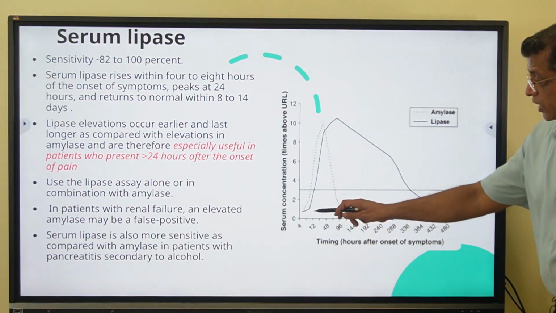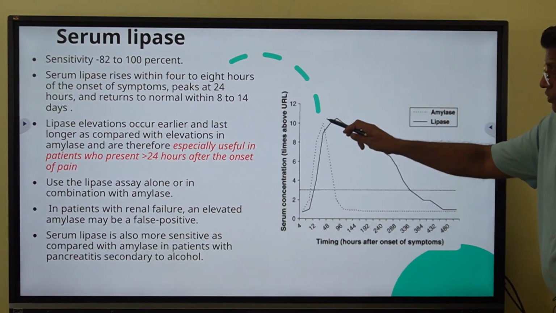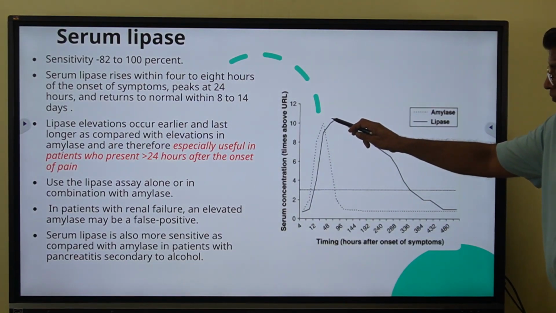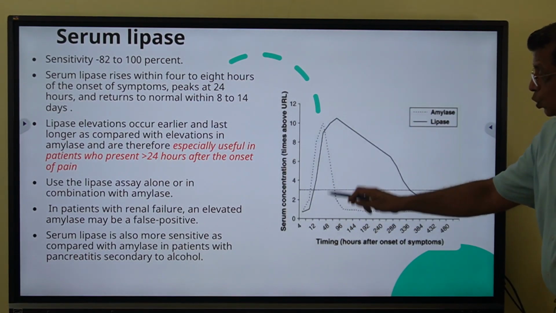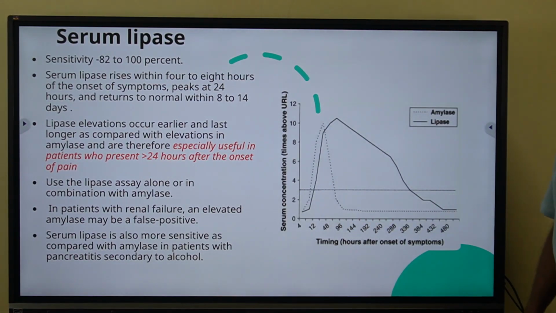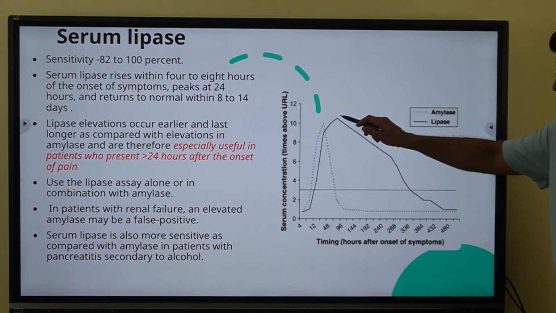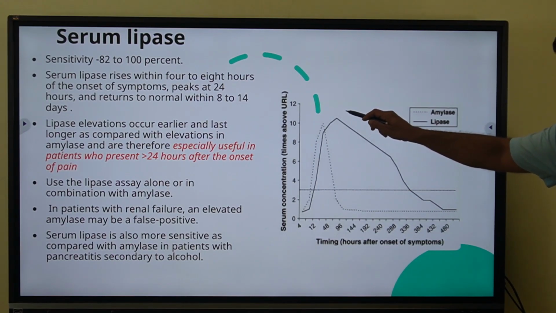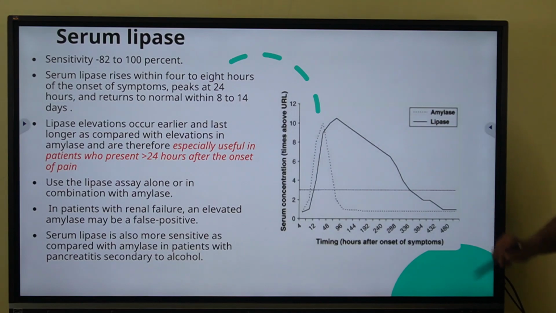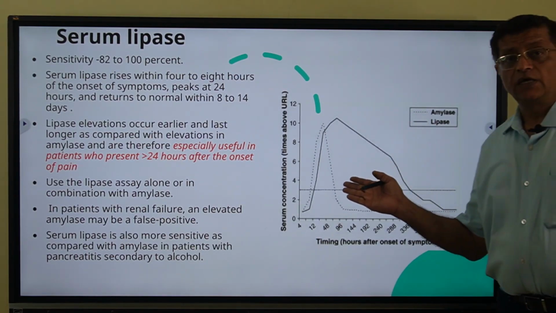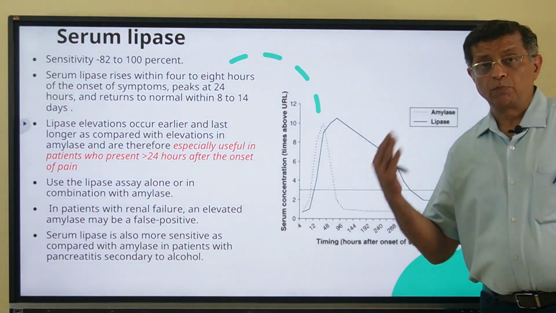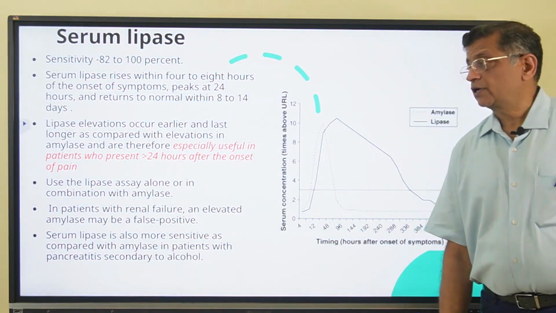As you can see from this diagram, within 4 to 6 hours, amylase rises, reaches maximum in about 12 hours, and by 1 to 2 days, it has returned to normal. While lipase rises equally fast, the peak comes a little later, but it remains elevated for 1 to 2 weeks or sometimes even longer. So, lipase is equally or slightly more important than amylase in diagnosing pancreatitis.